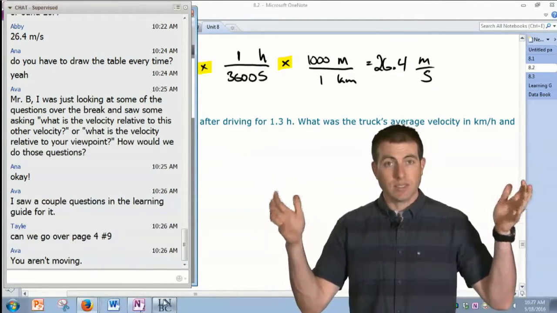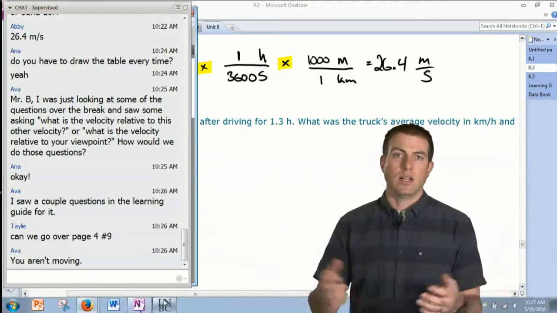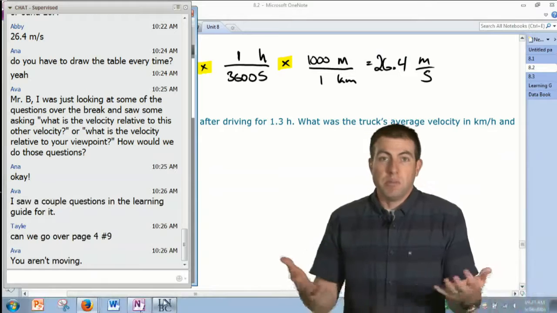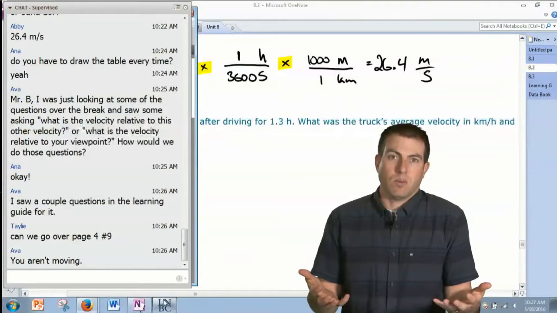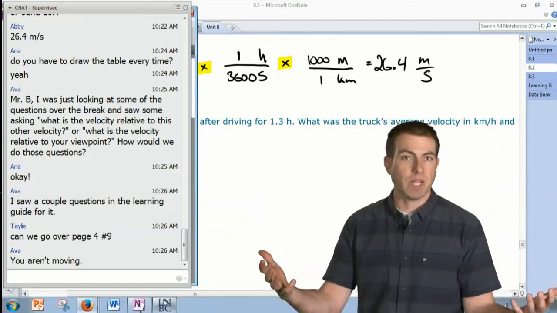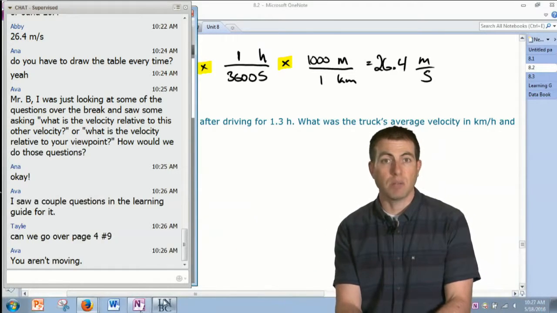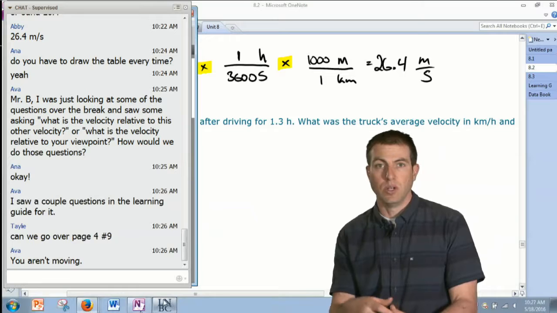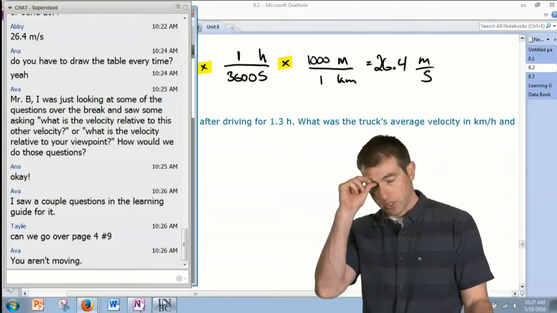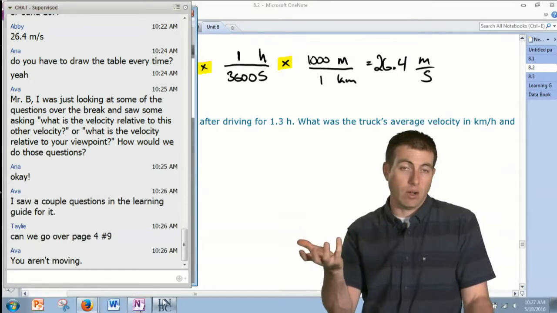The Milky Way galaxy itself is moving, the universe is expanding, things are moving. I'm moving right now, but relative to what? If you talk about my velocity relative to the room I'm in, I'm not moving, you're right. But if you talk about my velocity relative to a spaceship floating above Earth or a satellite looking down on Earth, well, now I am moving.